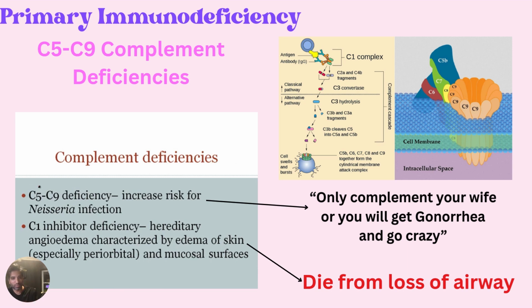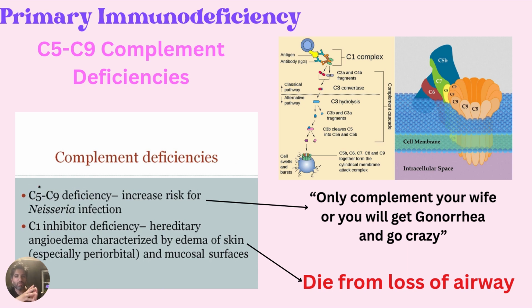And then primary immunodeficiencies when it comes to complement. Okay, so this is the last one that we're going to go over for primary. So C5 through C9 complement deficiencies and C1 inhibitor deficiency. So C5 through C9, you have increased risk for Neisseria infections. Remember, this makes the membrane attack complex.